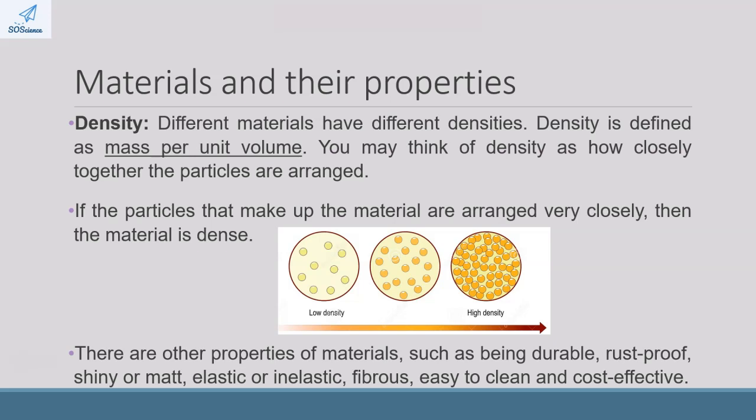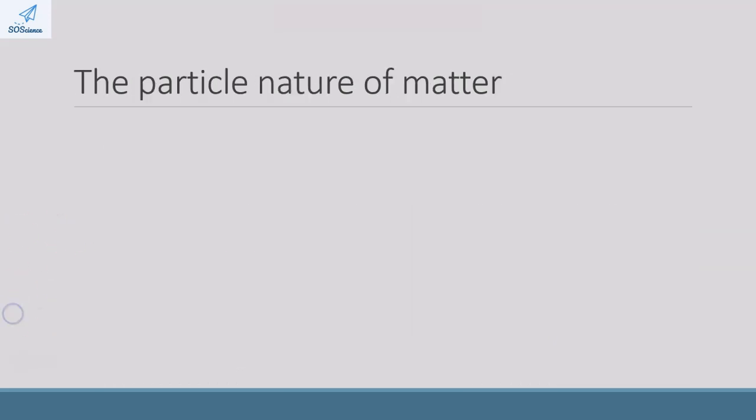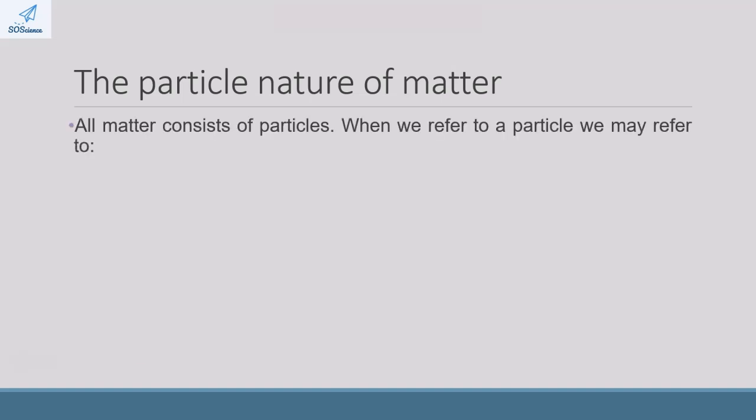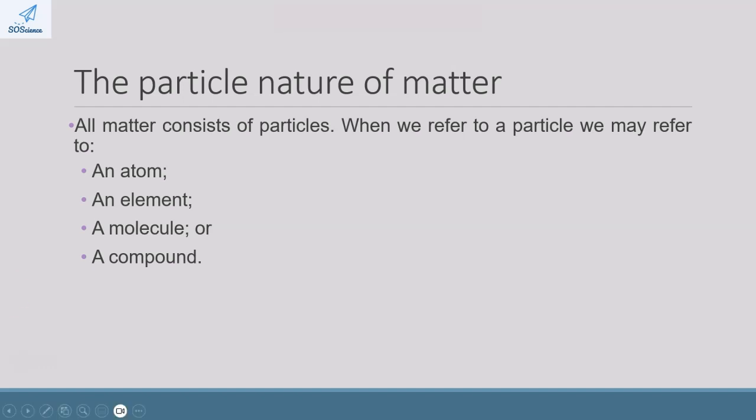Now that we've revised materials and their properties, we can move on to the particle nature of matter. So we say that all matter consists of particles, but what are particles? Well, when we talk about a particle, we're not specifying, but we might be referring to an atom or an element or a molecule or a compound. So referring to a particle really just makes it easier for us to communicate, because we don't need to differentiate exactly what those particles are made of. It's not always useful, but in many instances, it is useful to just discuss particles.